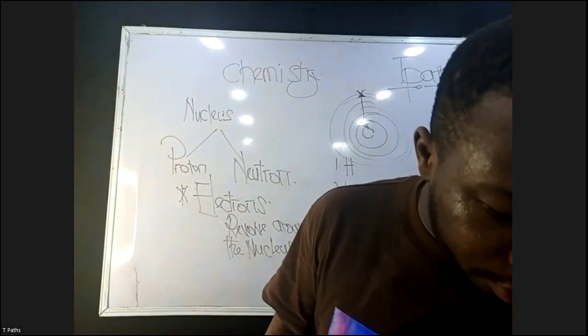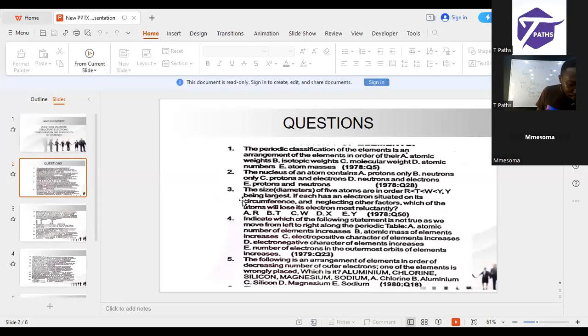The next question: indicate that the following statement is not true as you move from left to right across the period along the periodic table. A, atomic number of elements increases. Beautifully correct. As I'm going across the period, the atomic number will increase. The next one there, the positive character of elements increases. That is false. No, I will not accept that.